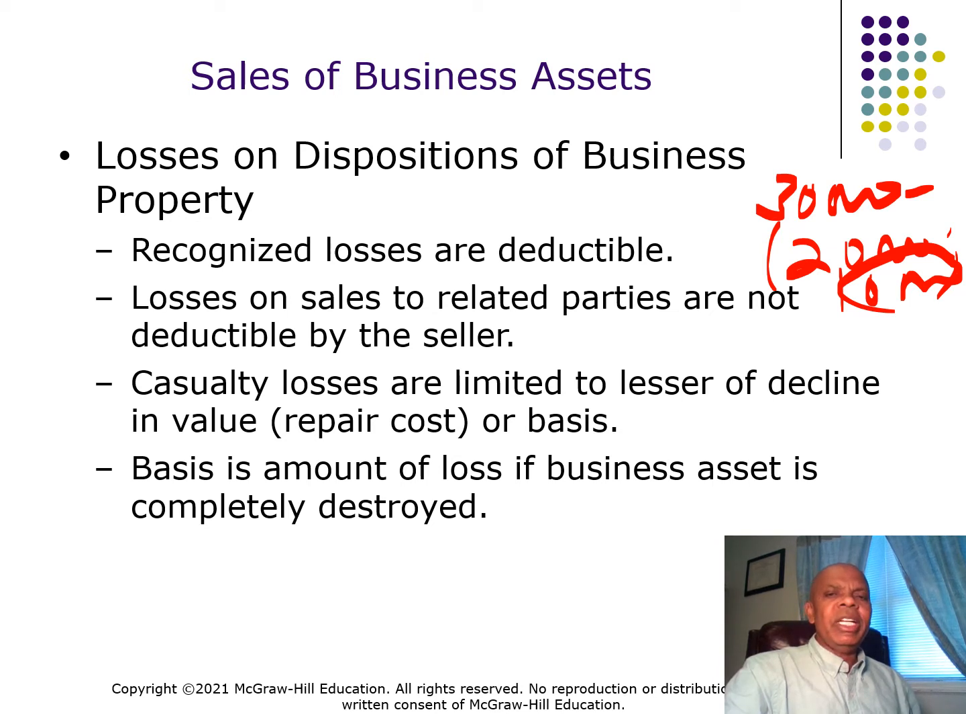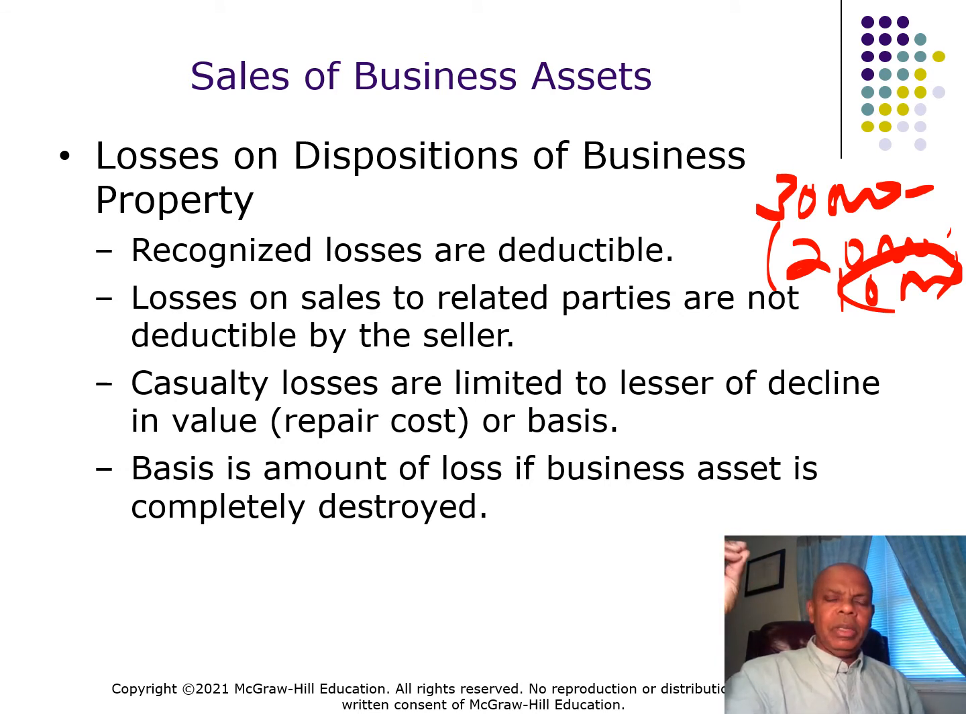Losses on sales to related parties are not deductible by the seller. So what happens if this machinery was sold to a related party? Who are related parties? Maybe your partners, maybe the sole proprietor, the owner, or the shareholders, or any subsidiaries, and whatnot. That's the related party. Why is it not deductible? Because they can manipulate the numbers. It's not the third-party fair value of that asset.